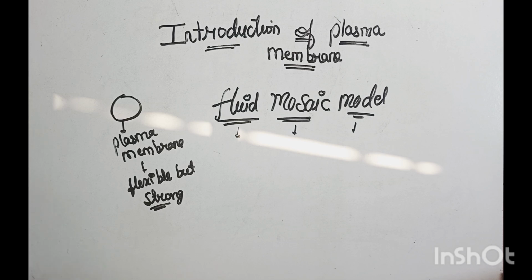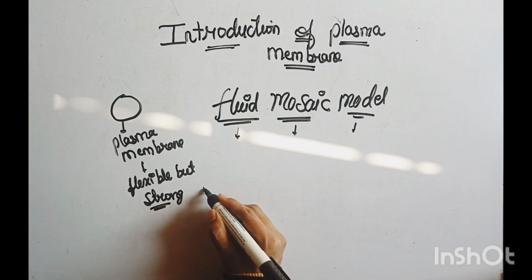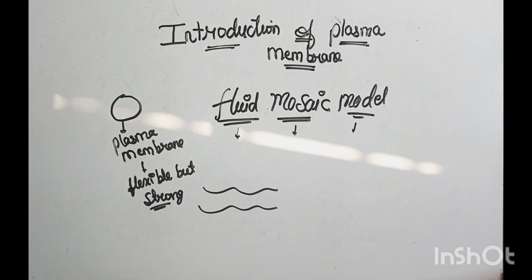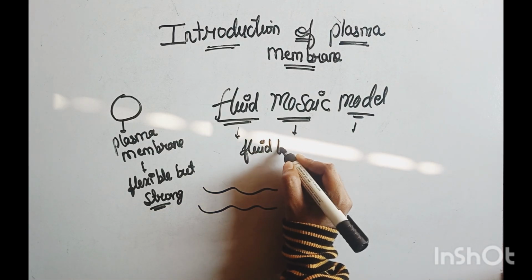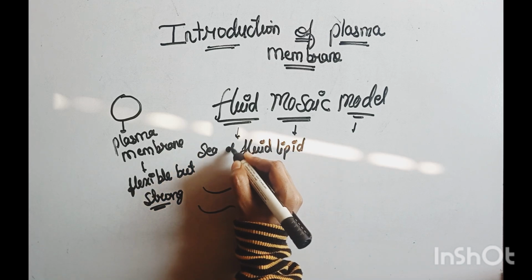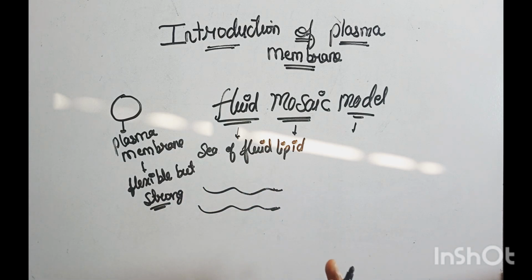First, the fluid is like the sea. Just as the sea is constantly moving, the fluid is the lipid, and this is the sea of fluid lipid. The sea of fluid lipid is constantly moving.